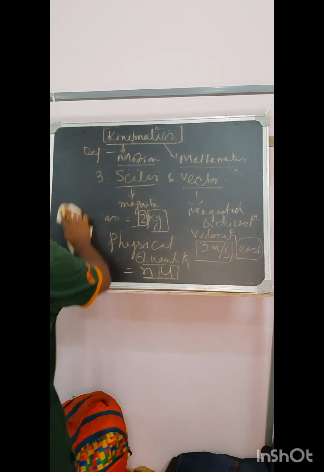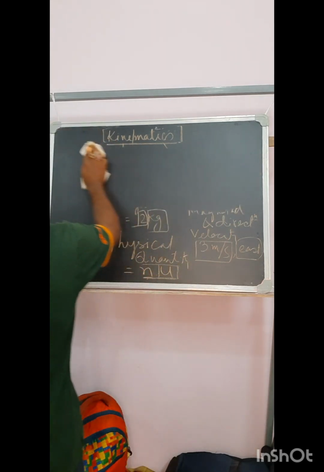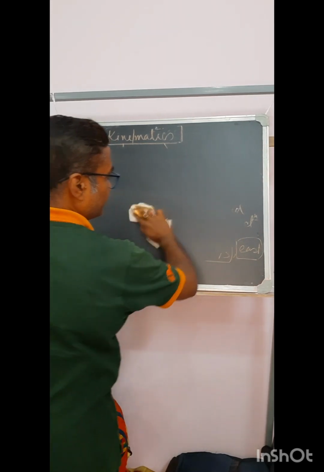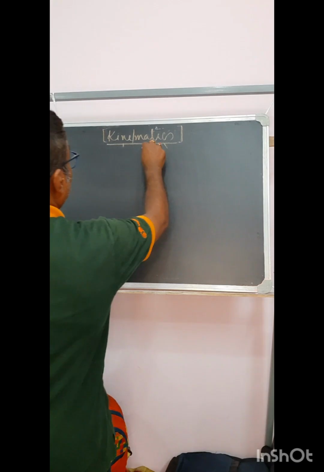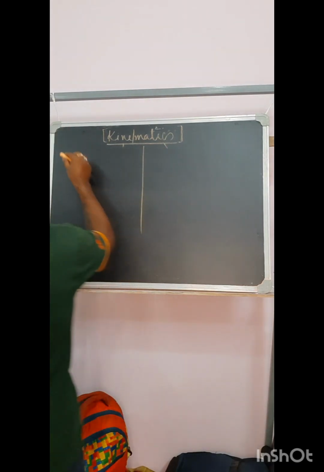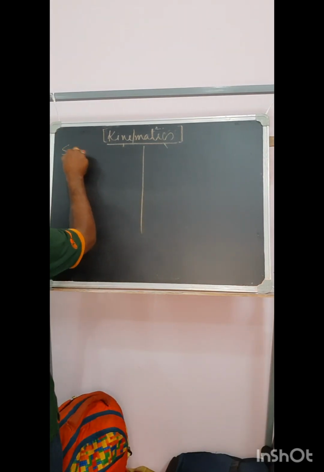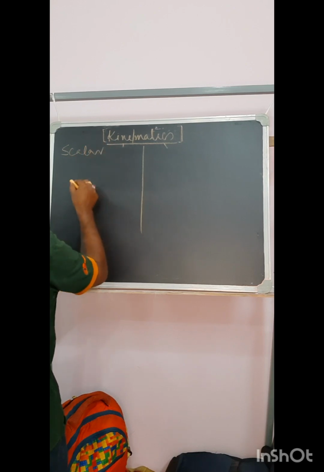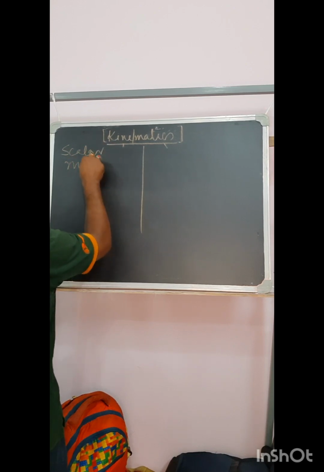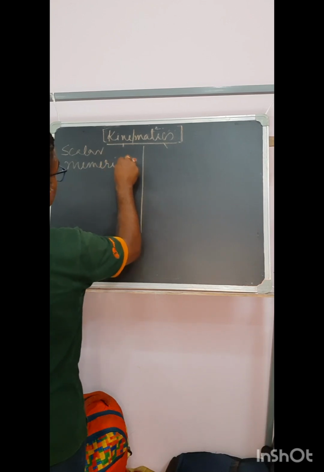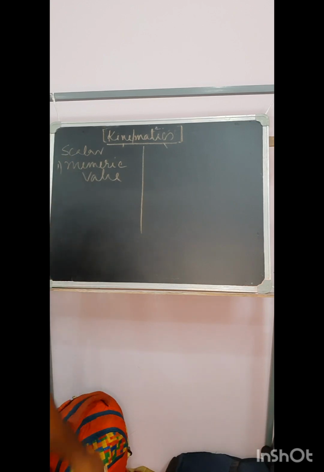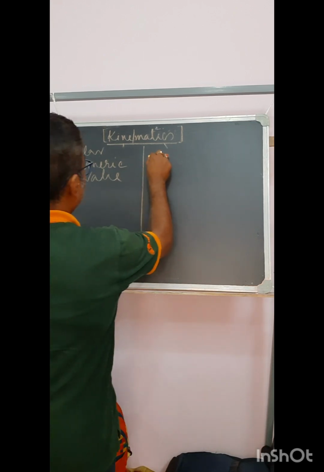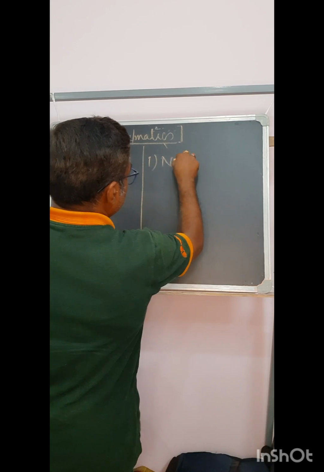Further, we'll look into the difference between a scalar and a vector, because we have broadly understood what is scalar and vector. If I particularly take the difference, a scalar has to have a numeric value, and a vector also has a numeric value, this is a must.